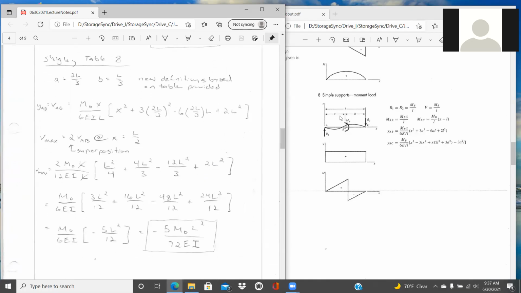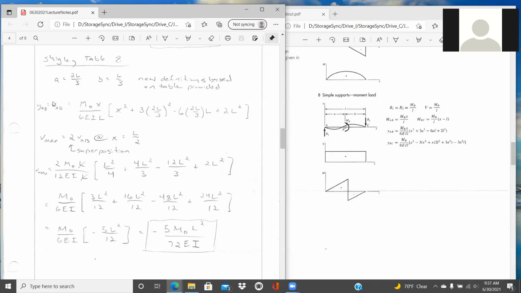And so for this definition, A would be equal to 2L over 3. It would be the one on the right-hand side. And then B would be the remaining L over 3. This is based off the definitions in the table. One thing I'm not a big fan of is the lowercase l that Shigley uses, so I'm using the uppercase L again in the lecture notes here.